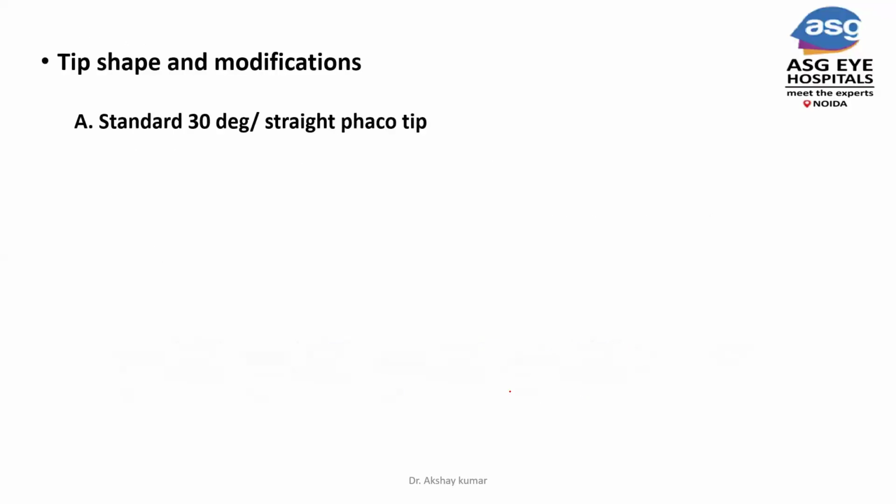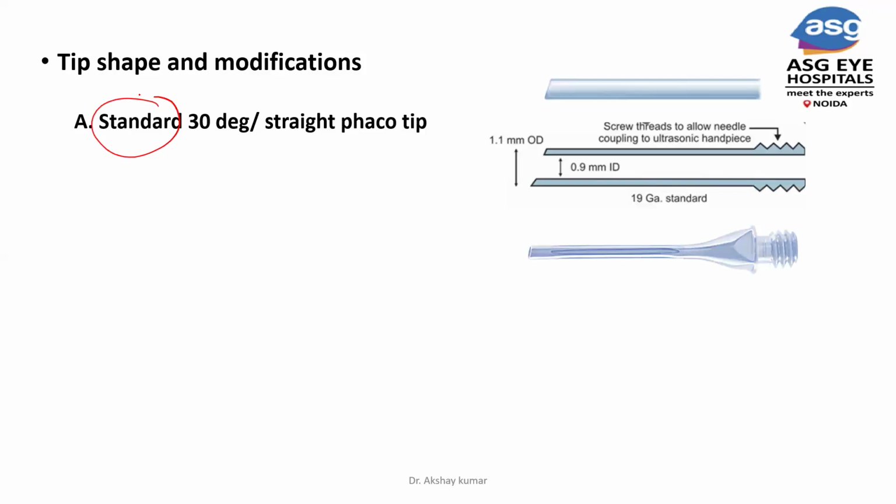So there are some modifications of the tip which should be known, and you need to know the significance of each tip. First is the standard tip. Whenever I am talking about the standard tip, you need to keep in mind that standard means the 19 gauge standard needle, which has an internal diameter of 0.9 millimeter.